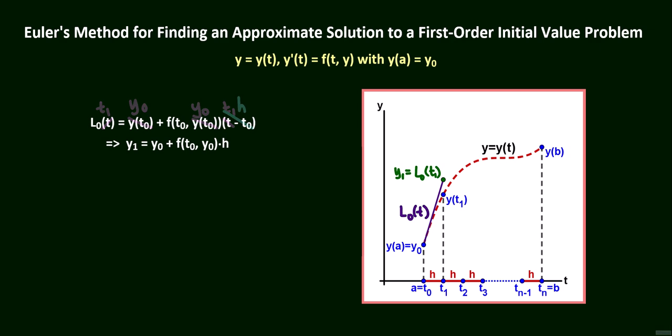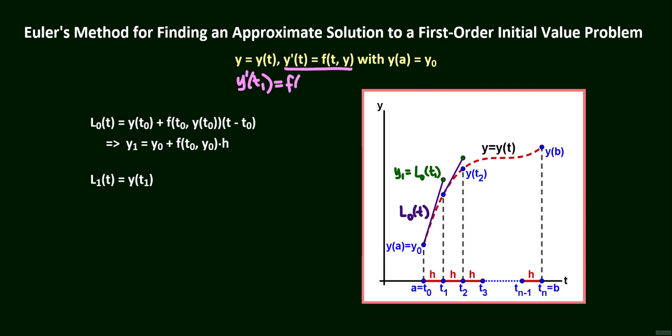We repeat the process to find an approximation, this time for y of t sub 2. Let L sub 1 of t be the linearization of y of t at t equals t sub 1. L sub 1 of t is equal to y of t sub 1 plus the slope, y prime of t sub 1. y prime of t sub 1 is equal to f of t sub 1, y of t sub 1. And we multiply y prime of t sub 1 by the quantity t minus t sub 1.